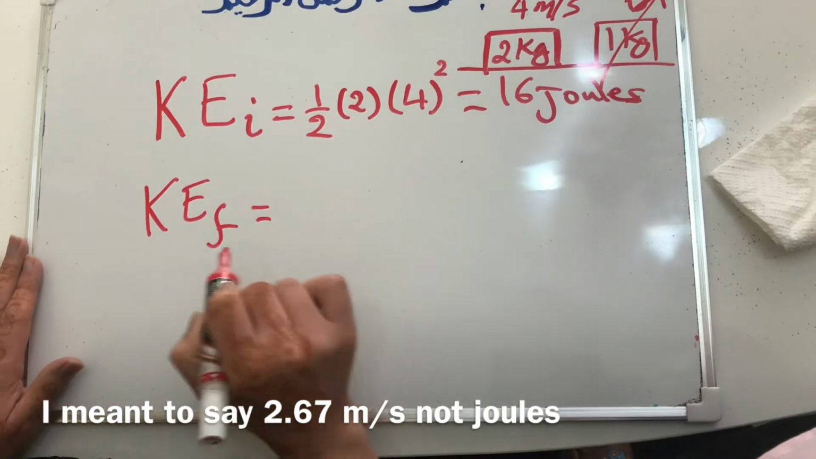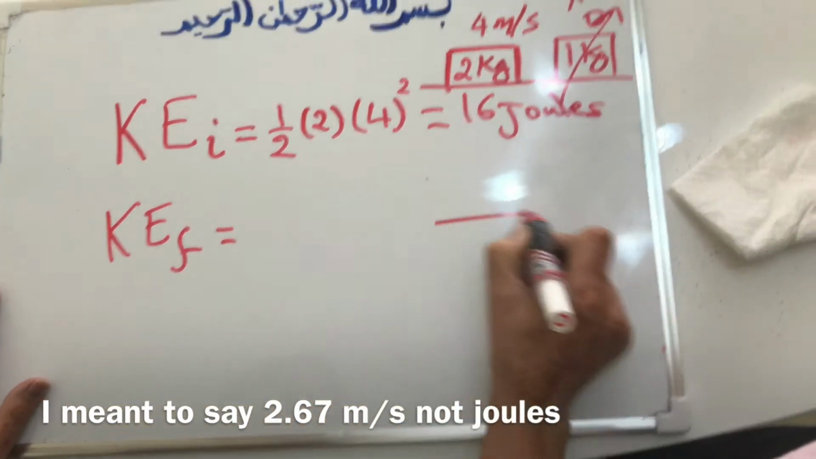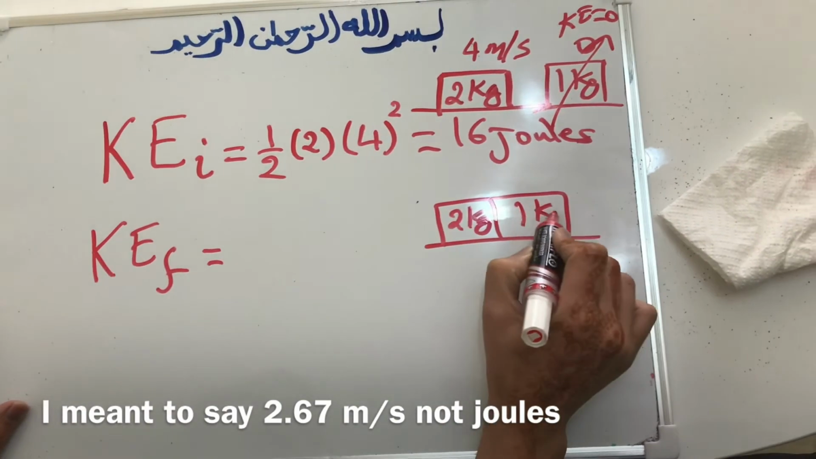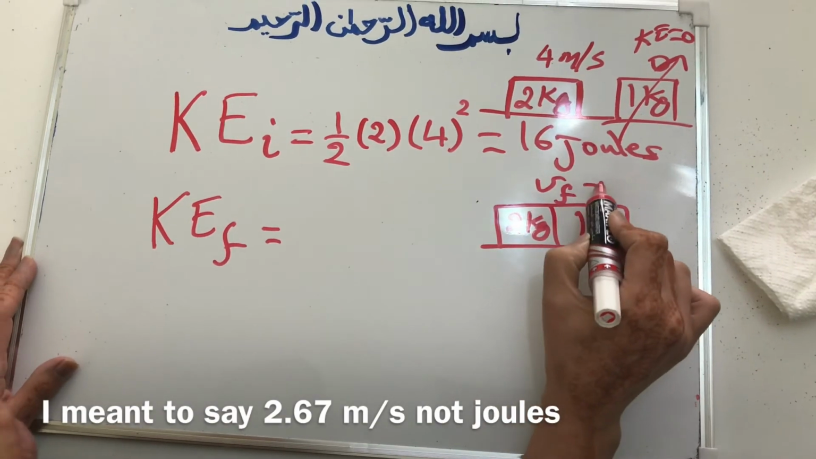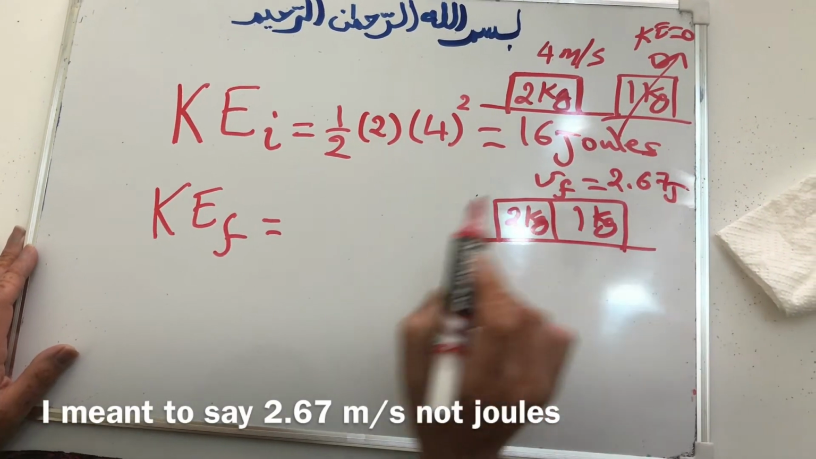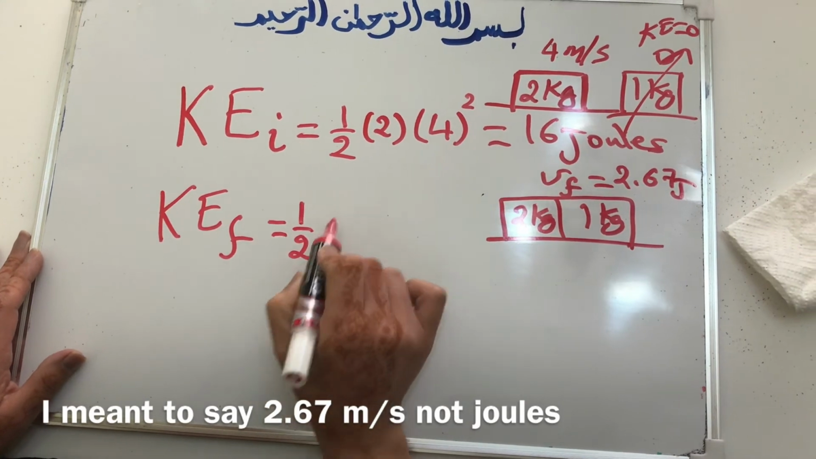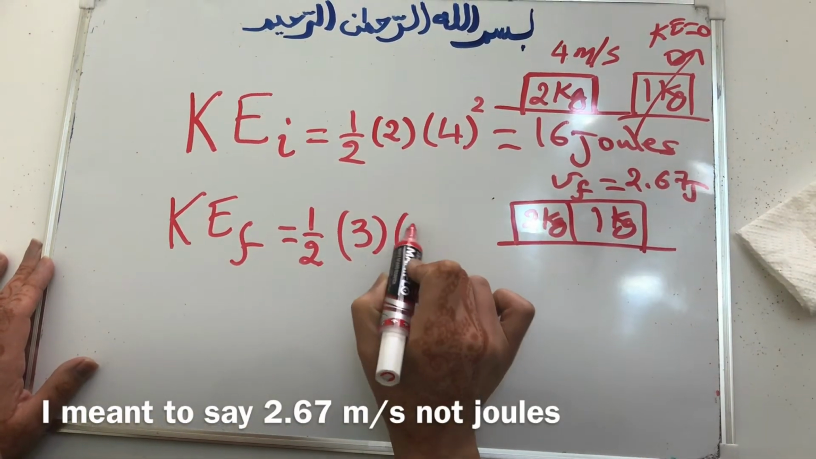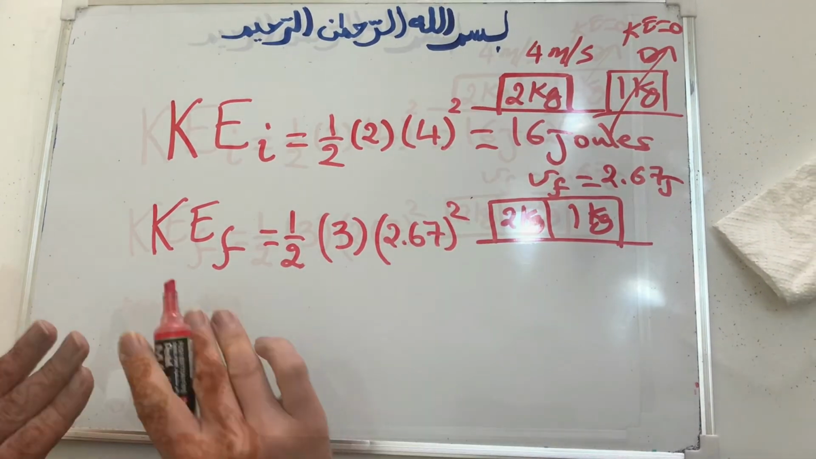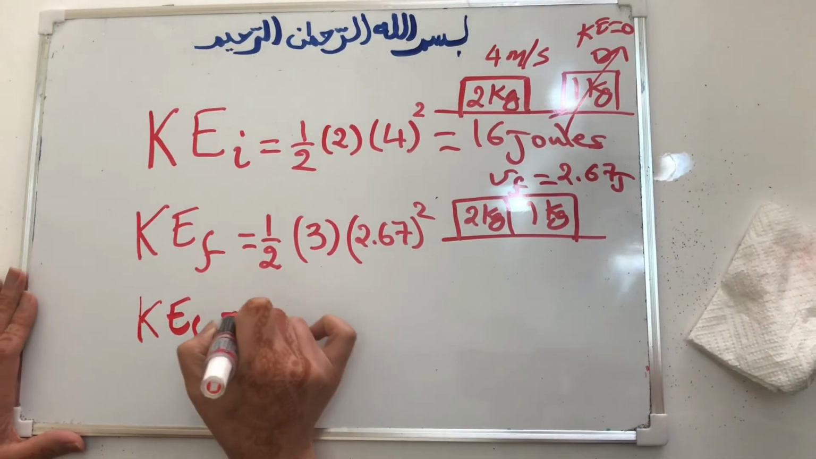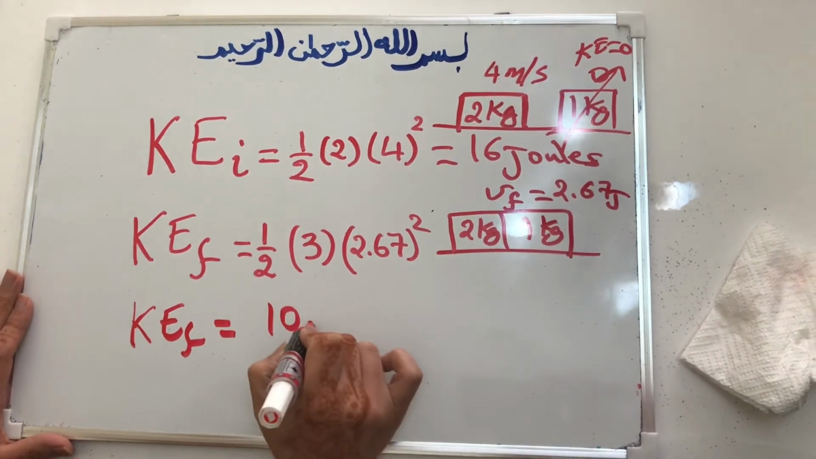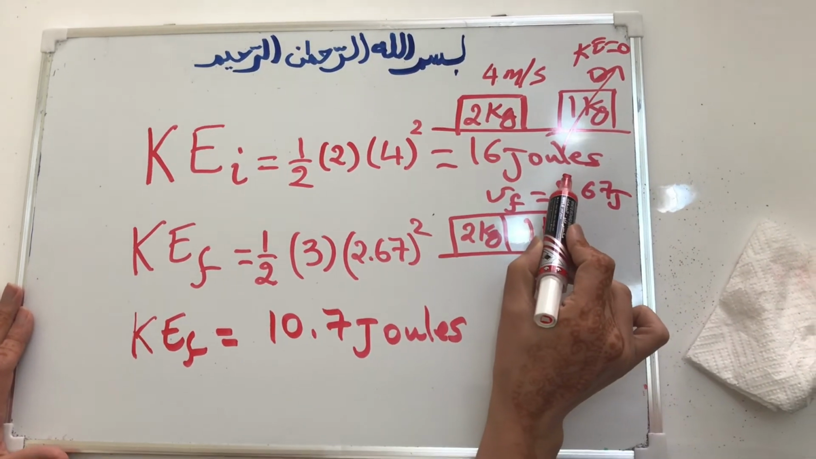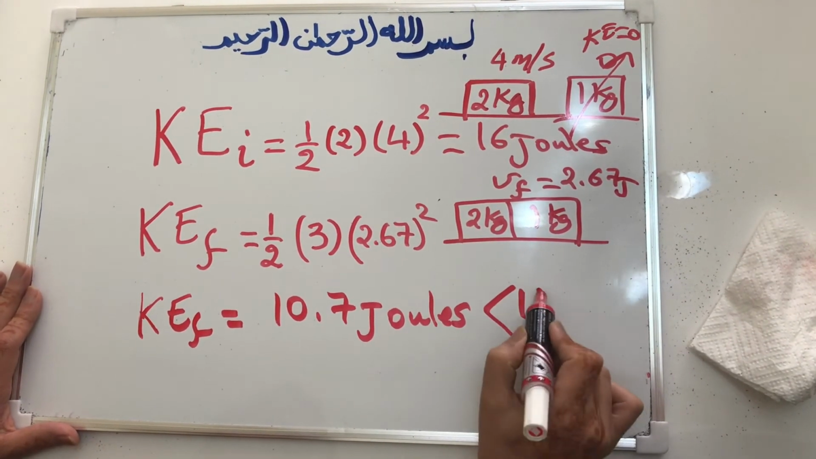Now, let's calculate the final kinetic energy. Remember the two objects stick together, 2 kilogram and then 1 kilogram, and we calculated the V final to be 2.67 meters per second. So K final is going to be half, 2 plus 1, which is 3, and then V final squared, which is 2.67 squared. The final kinetic energy we get is approximately 10.7 joules. Now, guys, is 10.7 joules equal to 16 joules? No. It is less than 16 joules.